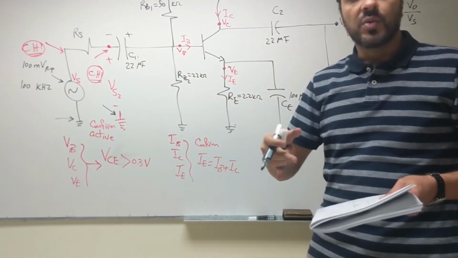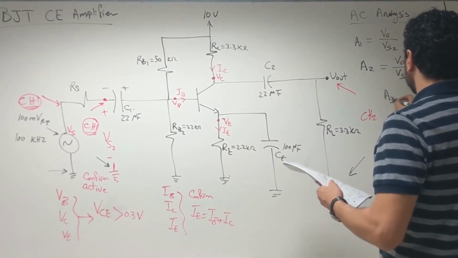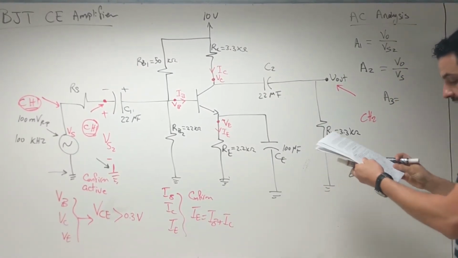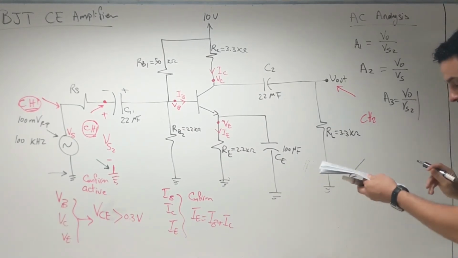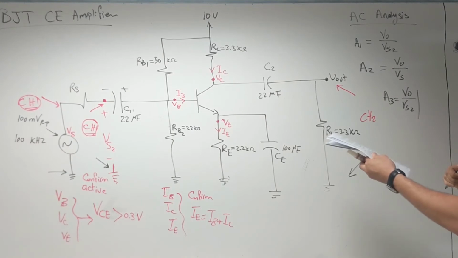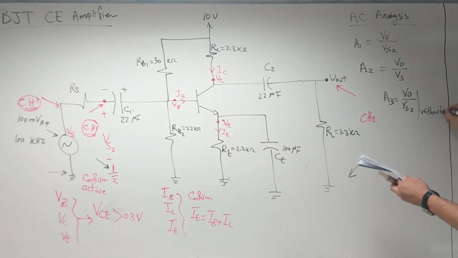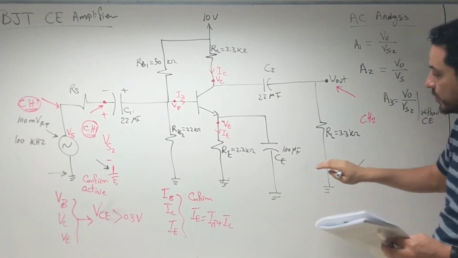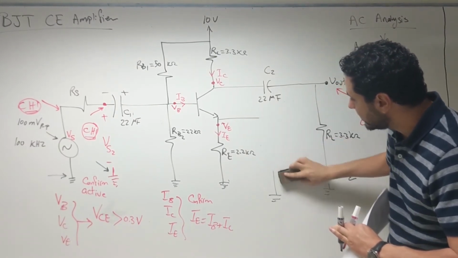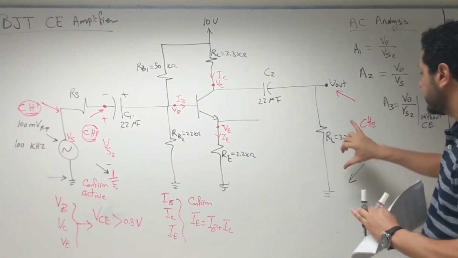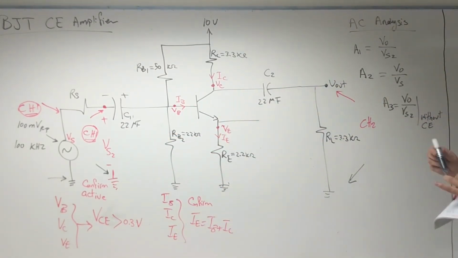And then we'll measure two other gains, A3 and A4. So A3 is defined as V output over Vs2 when the CE is removed, without the capacitor CE. So what you are going to do is you are going to remove the capacitor CE completely, remove it, and then measure the gain between V output and VS2. This will give you the gain A3.